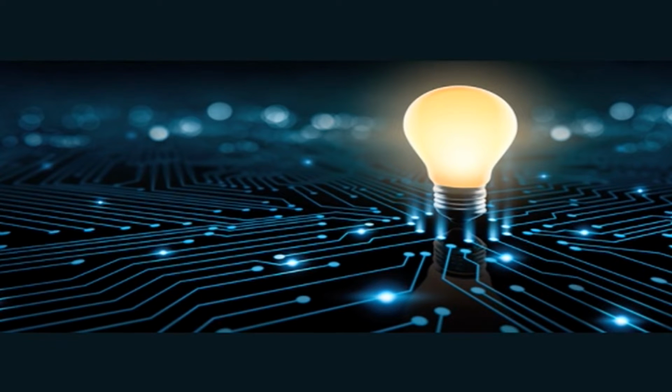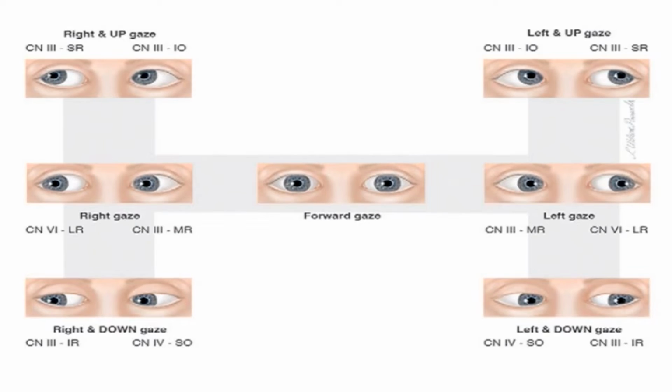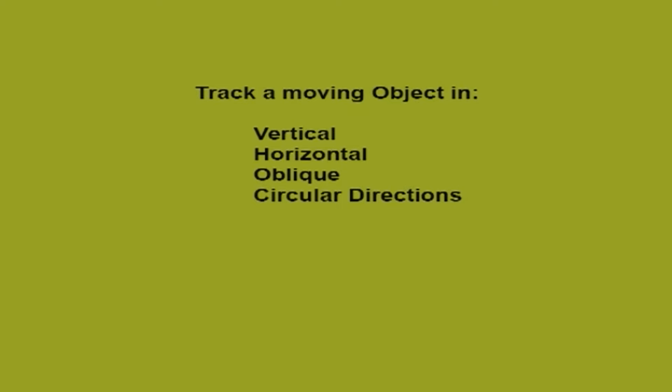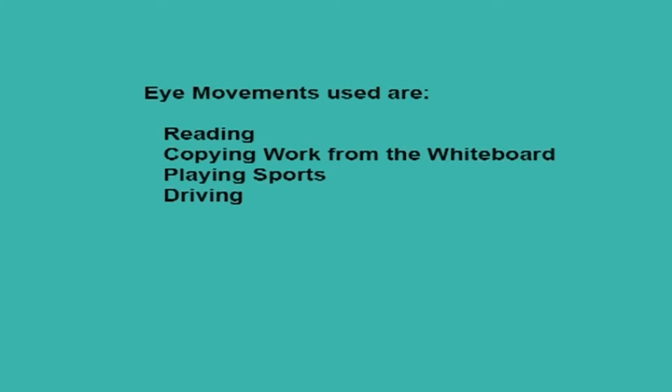Convergence. Convergence is the necessary inward movement of the eyes in order to focus on a near object. Eye movements. Eye movements of children and youth refer to the ability to track a moving object in vertical, horizontal, oblique, and circular directions. Such eye movements are used when reading, copying work from the whiteboard, playing sports, and driving.